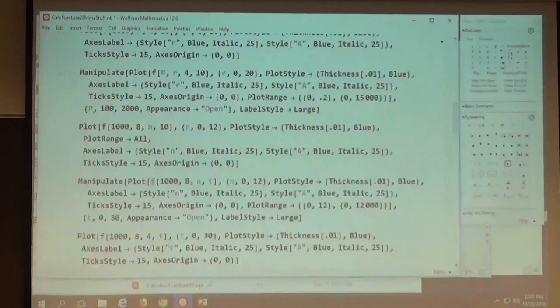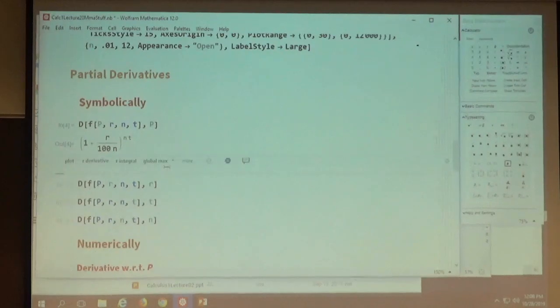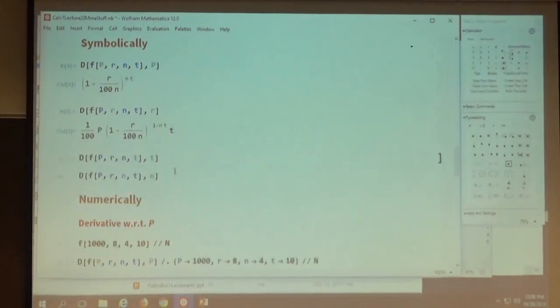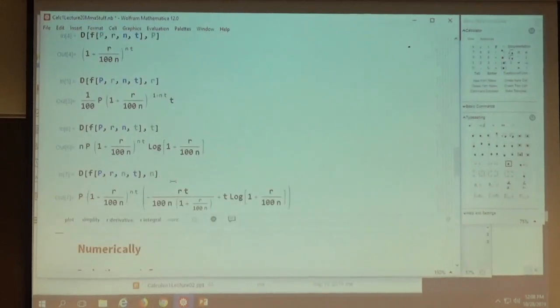And I can use Mathematica to do partial derivatives. The d function will do differentiation with respect to whatever letters over here. So this first one is the partial with respect to p. The second one here is the partial with respect to r. The third one is the partial with respect to t. And the fourth one is the partial with respect to n, that being the most complicated one. Have the computer do it, and I double checked it with my work.